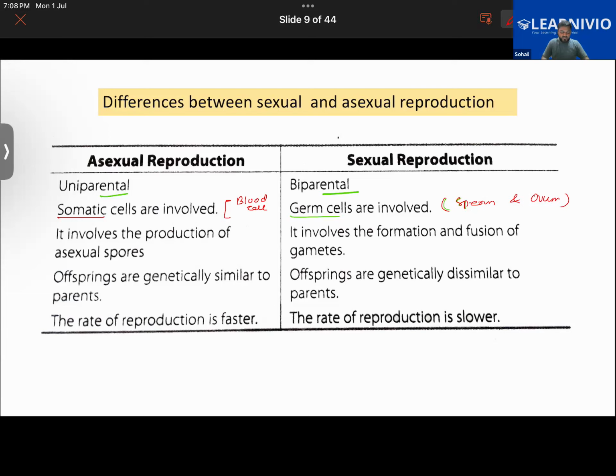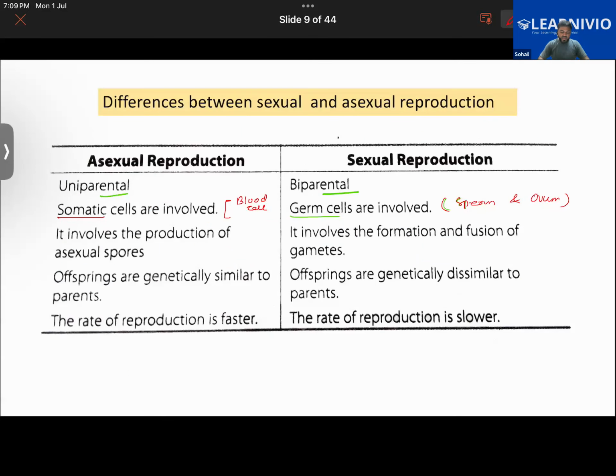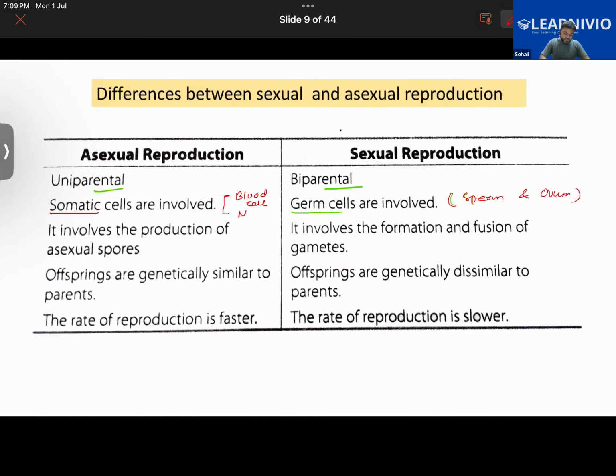But the somatic cells of an amoeba would be taking part in the reproduction. That doesn't happen in the case of sexual reproduction. Like in humans, blood cells have no role to play. So you have blood cells or you have muscle cells. So these are the somatic cells.